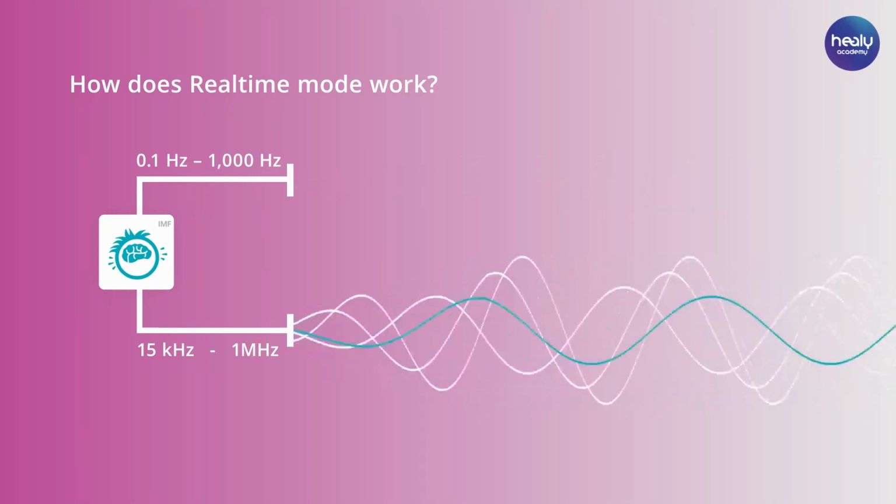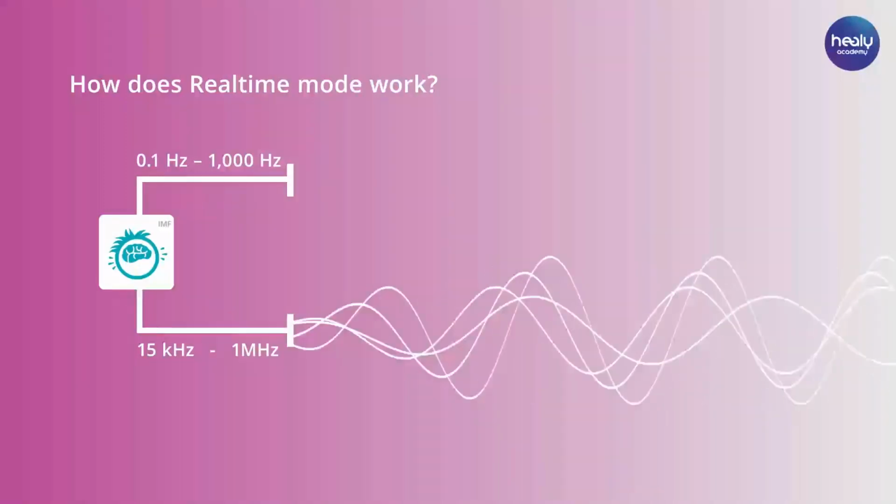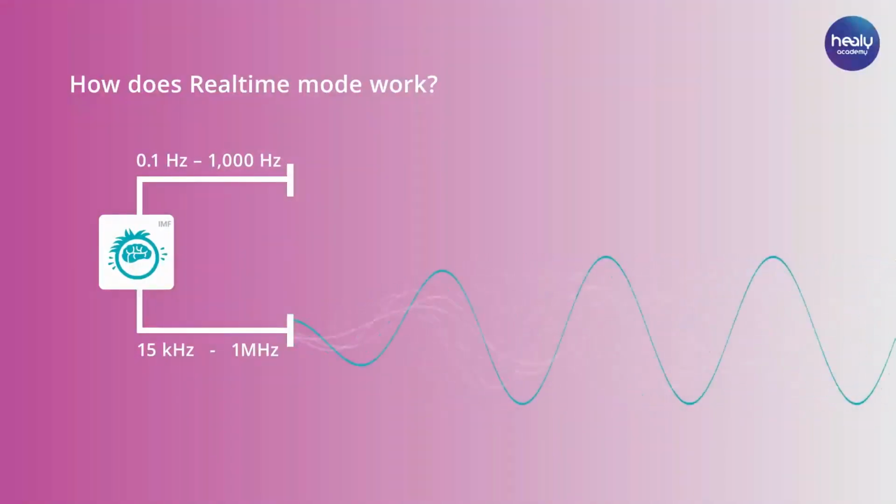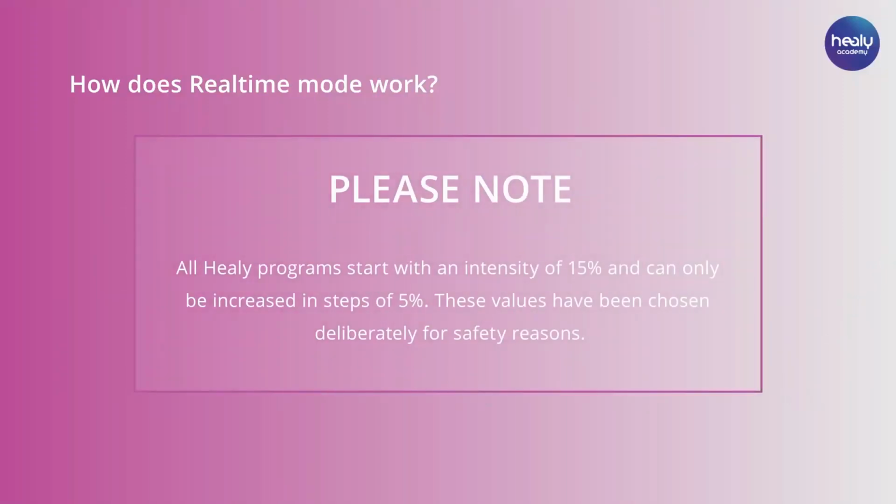Since the Healy device works with a resolution of 0.1 Hz, your frequency is analyzed from over 9 million different values. Please note, all Healy programs start with an intensity of 15% and can only be increased in steps of 5%. These values have been chosen deliberately for safety reasons.